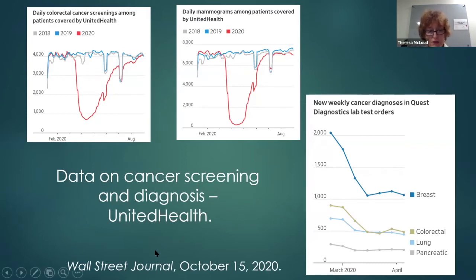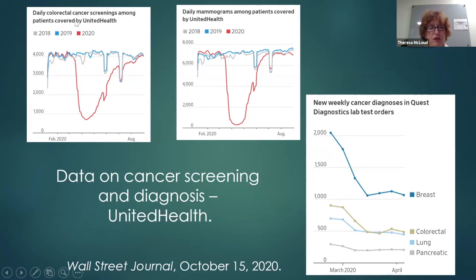Now, this is some data. You may wonder if this is a respectable journal or not, the Wall Street Journal, but I won't say any more about politics here. I think this is valid data from United Health, a large health medical insurance system within the United States. And they've looked at the effects of the COVID epidemic on screening.